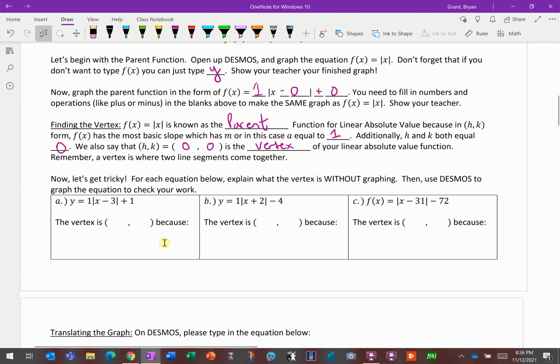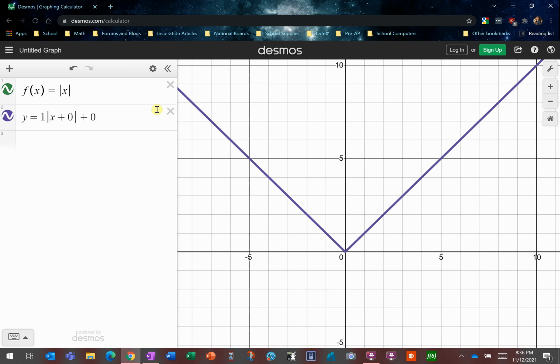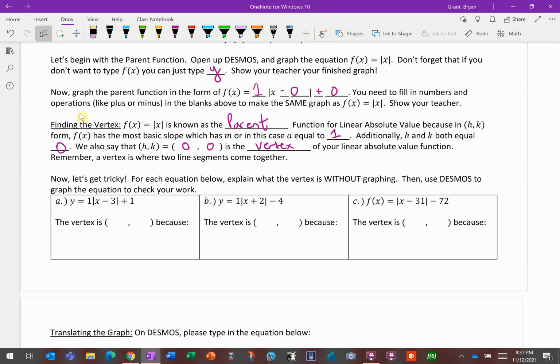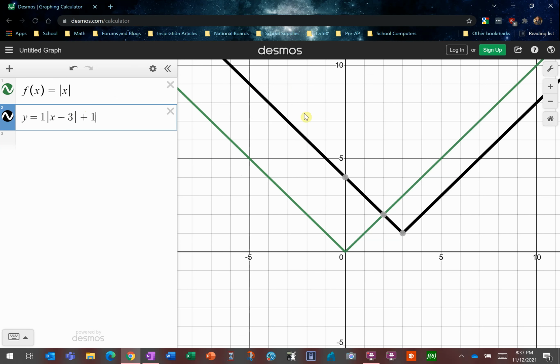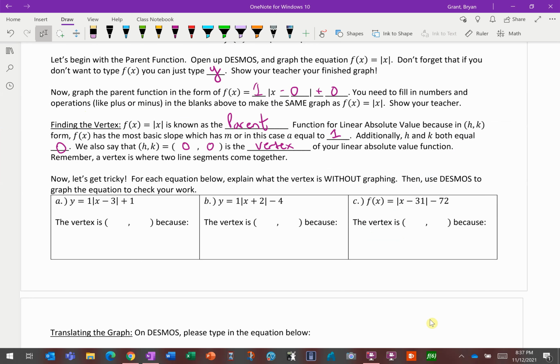I'm actually going to do the opposite here. I'm going to graph and then see if we can figure out the pattern for the first one. So our first one is going to be, and I'll keep the parent function up there, why not? y equals the absolute value of x minus 3, plus 1. Does that seem right? Yeah. Very nice. Now the vertex on Desmos you can actually click on and it will give you the points. So it's 3, 1.